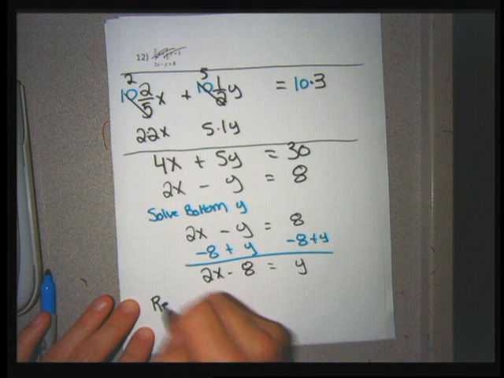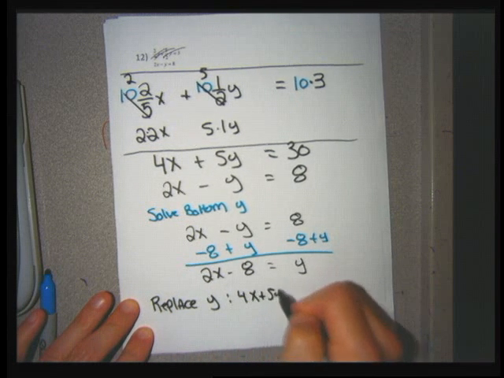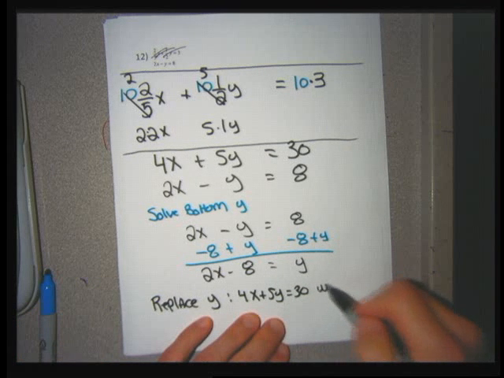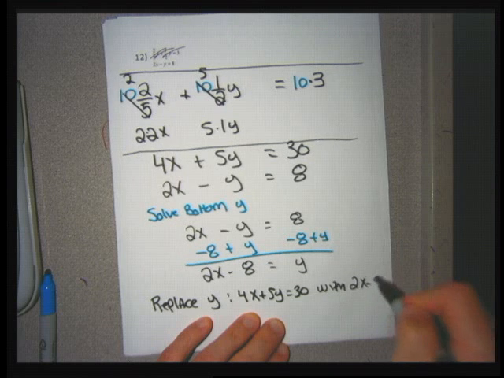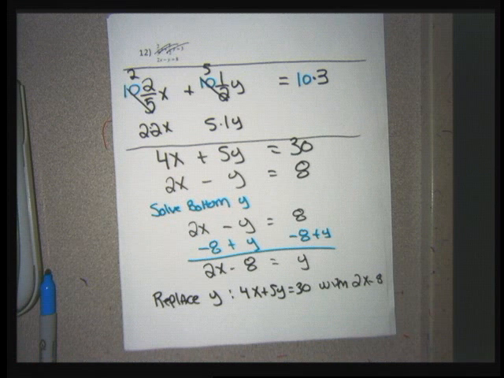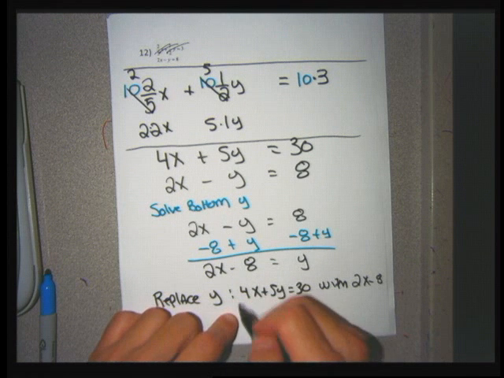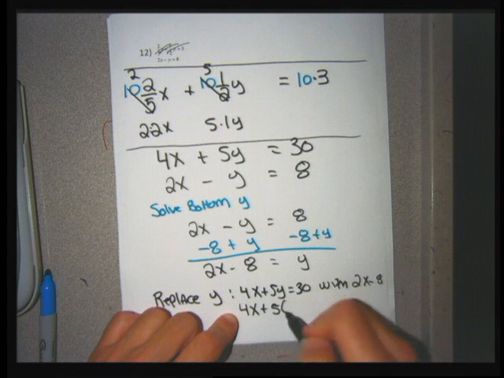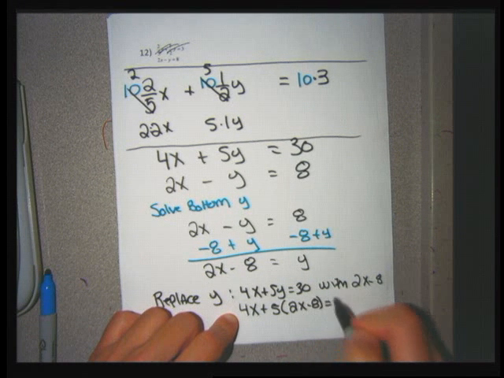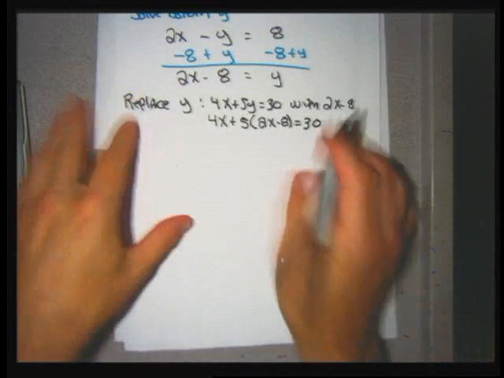So now I can substitute the y in the equation 4x plus 5y equals 30 with 2x minus 8, because y equals 2x minus 8, where the solution to the system is. So I'm going to change this y to 2x minus 8. I'm going to go 4x plus 5 times 2x minus 8 equals 30, and I'm going to solve that for x, and that is more algebra than I can do on the bottom of this sheet. So I'm going to bring another sheet in and finish this algebra up.